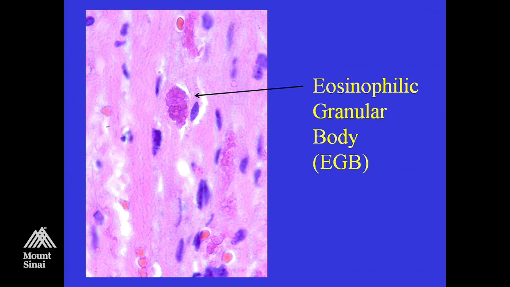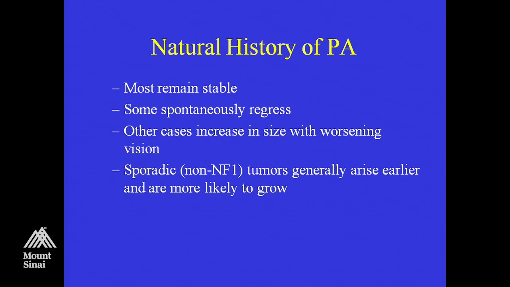optic pathway gliomas, particularly those arising in the hypothalamic region around the chiasm, can be of the so-called pilomyxoid variant. So, and I'll show pictures of those.